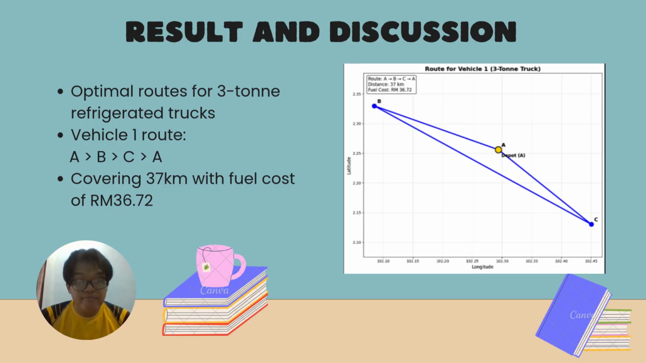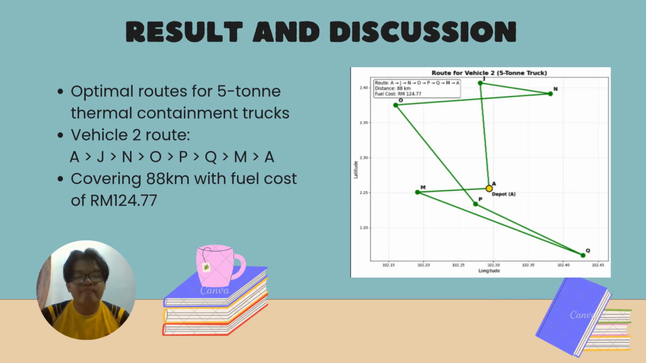Okay, next for vehicle 1. Vehicle 1 handles a slightly longer route of 37 kilometers, following the sequence from A to B to C and back to A, with a fuel cost of 36 ringgit and 72 cents.